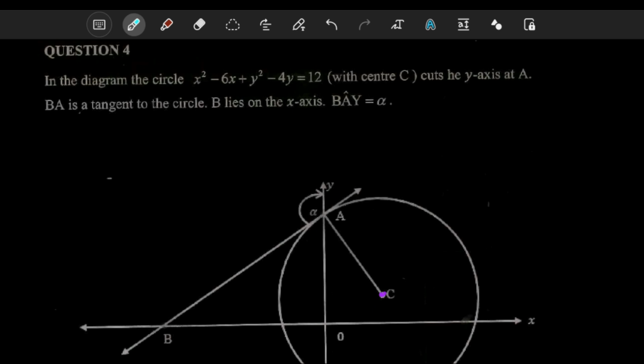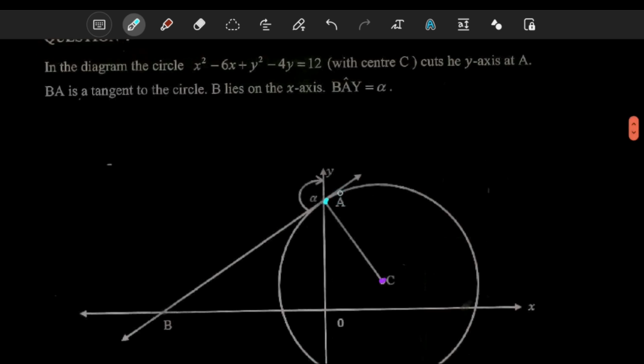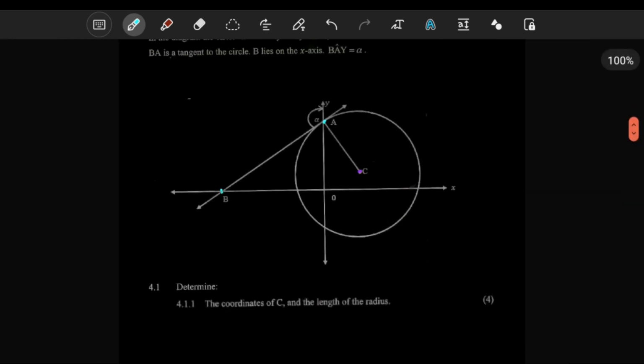It says here it cuts the y-axis at A. And then it says BA is a tangent to the circle at B. And then it says B lies on the x-axis. And then it says angle BAC is equal to alpha. This angle here is equal to alpha. That's fine. We're probably going to have to work that out at some point.